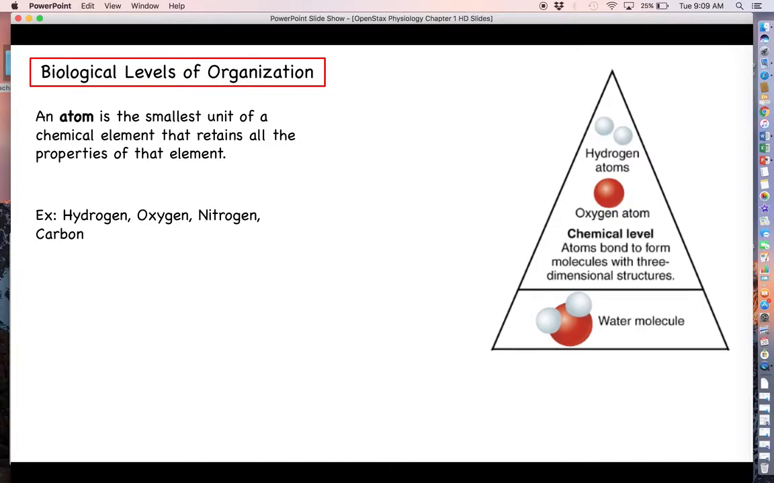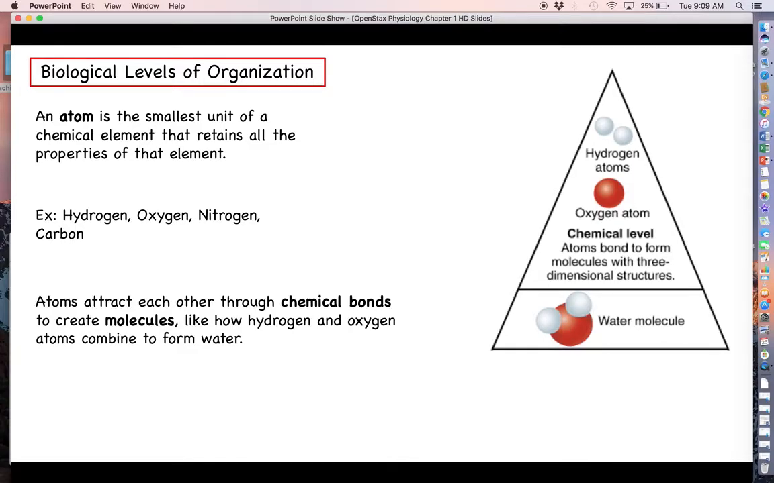Some examples: hydrogen and oxygen are shown in the chart. A couple of others might be nitrogen, carbon, sulfur, phosphorus, calcium, sodium. So the list goes on and on. We'll be talking about elements a little bit more in Chapter 2, so we don't want to belabor the point just yet. Atoms, as we're going to find out again in Chapter 2, can attract each other using chemical bonds to create a new type of building block called molecules.